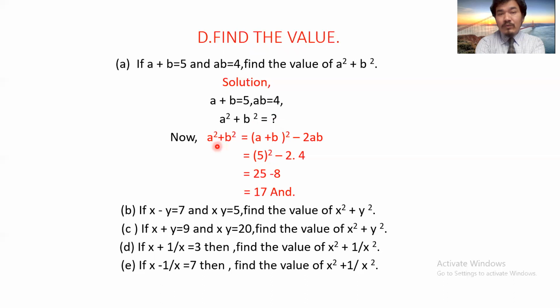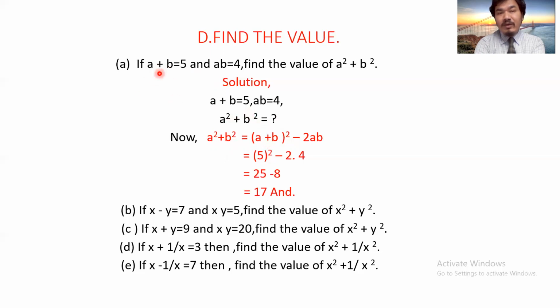Now we know the formula of a square plus b square. In the previous class I told you there were two formulas. If it is minus inside the bracket, then it is plus outside, but if it is plus inside the bracket, then it is minus outside. When should you use which formula? It depends on the given value. Here the value of a plus b is given, so we use the formula of a plus b.